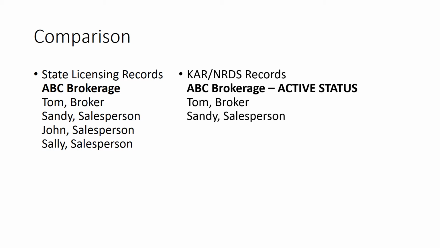So essentially what we've done is developed a web application for you that's going to allow you to compare state licensing records and the KAR NRDS records, which also should be the data that you have in your system, and it's going to show you the differences. So in other words, the report that you would receive from the web application that I'll show you in a minute would essentially show you the ABC brokerage has 2 people, John and Sally, that aren't dues paying members but are associated with the brokerage in the state licensing records.